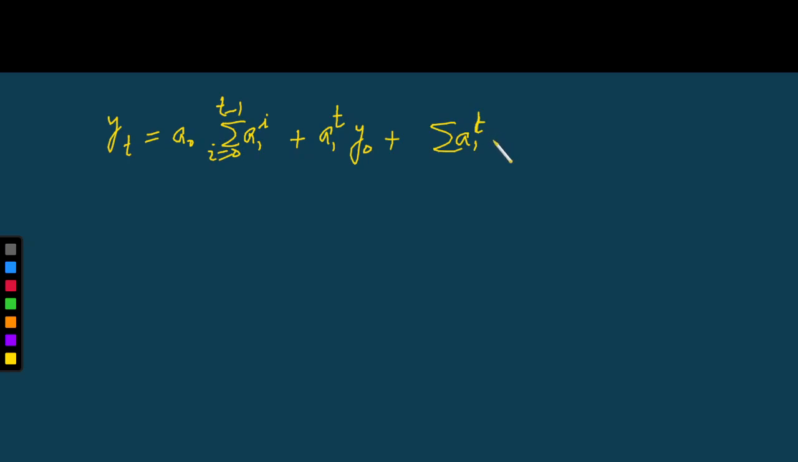So Yt is equal to A0 times the sum of I from 0 to t minus 1 of A1 raised to power I, plus A1 raised to power t times Y naught, plus the sum of A1 raised to power I times epsilon t minus I, I from 0 to t minus 1.